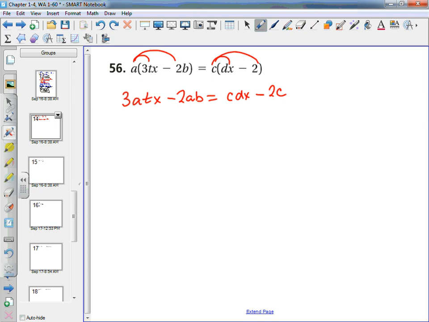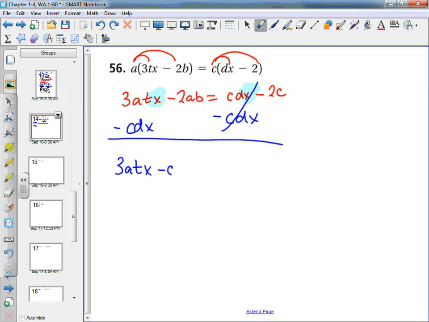Do I have any like terms? Nope, it's all nasty. Where are my x's? My x's are on opposite sides, right? So everything that's not an x needs to go. Everything that is an x needs to stay with me on one of the sides. So I'm going to go ahead and deal with my x's first. And I'm going to subtract CDX from both sides. So I have 3ATX minus CDX, right? Bring down that minus 2AB. That cancels out the minus 2C.